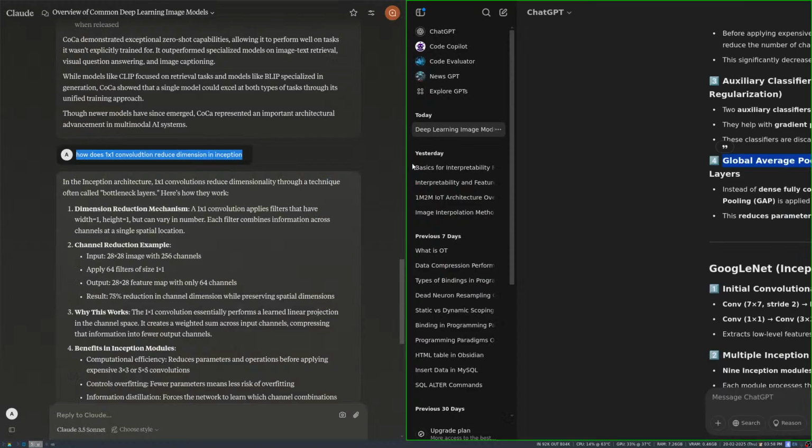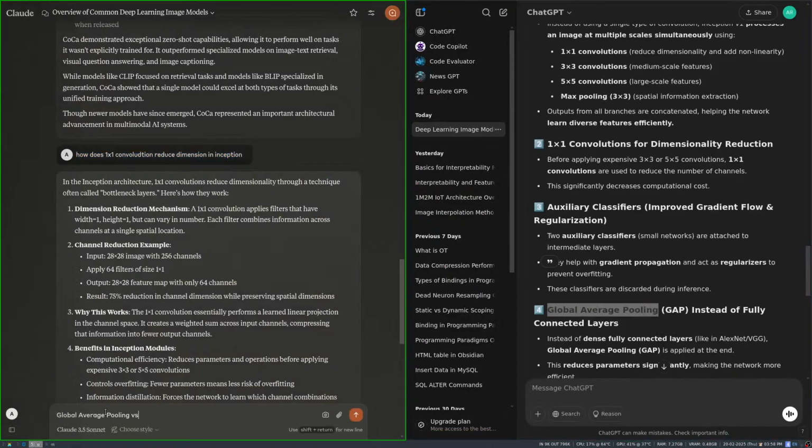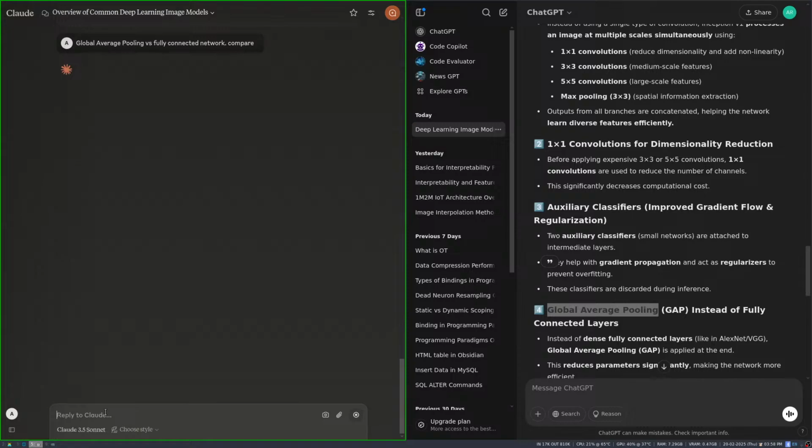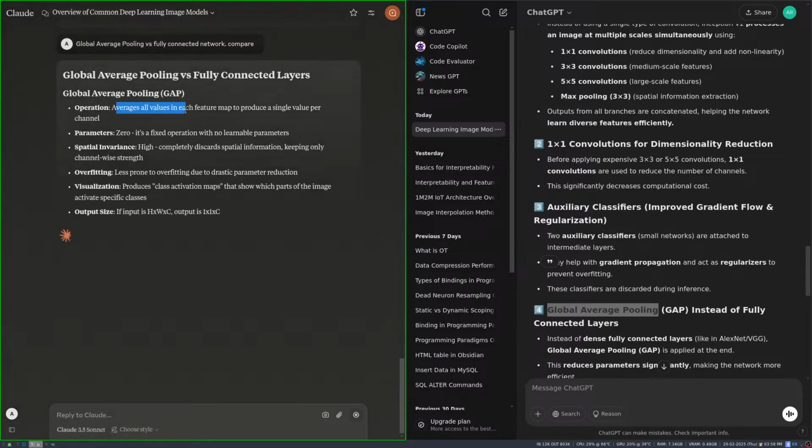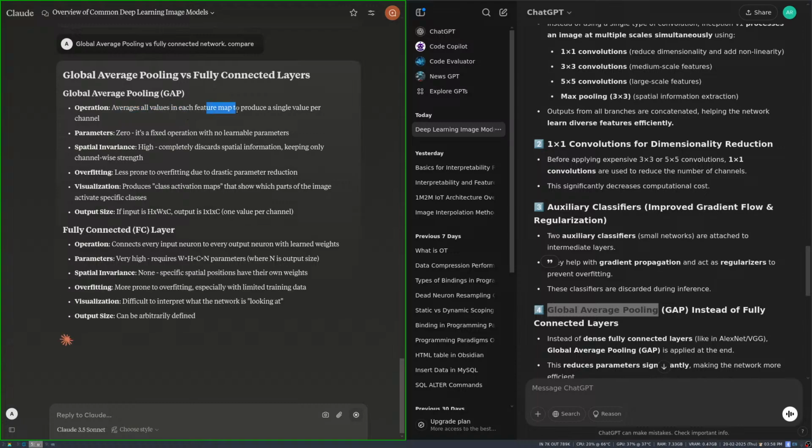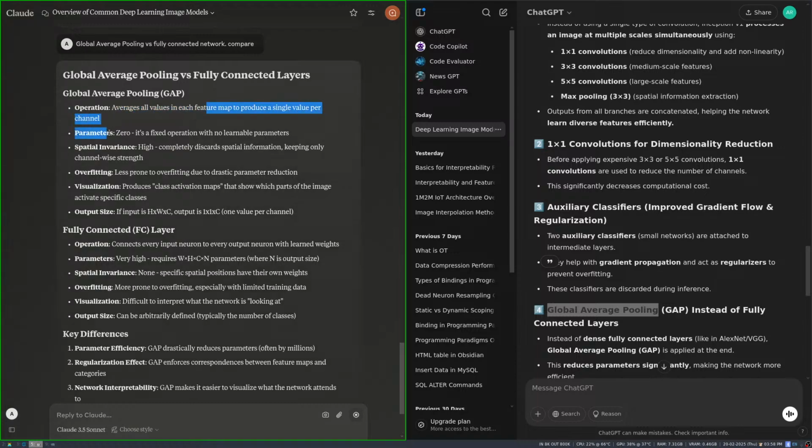Okay, so if we just compare versus a fully connected network. Global average pooling averages all values in the feature map to a single value per channel. Parameters: zero. Okay, no learnable parameters.